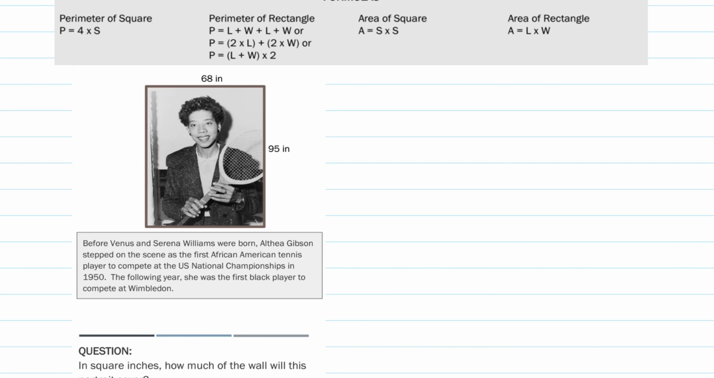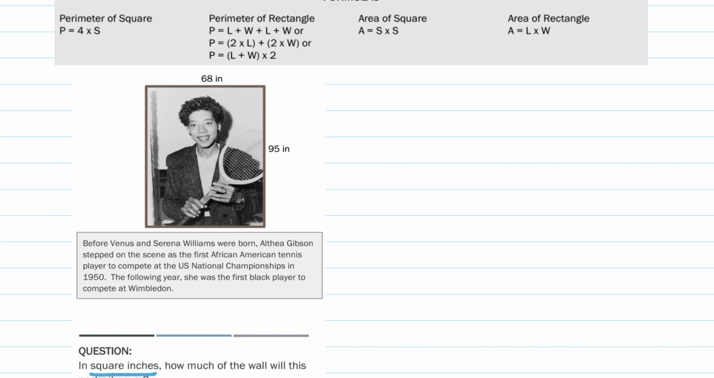We have this wonderful photograph of Althea Gibson. Before Venus and Serena Williams were born, Althea Gibson stepped on the scene as the first African-American tennis player to compete at the United States National Championships in 1950. The following year, she was the first Black player to compete at Wimbledon. The question is this: in square inches, how much of the wall will this portrait cover?